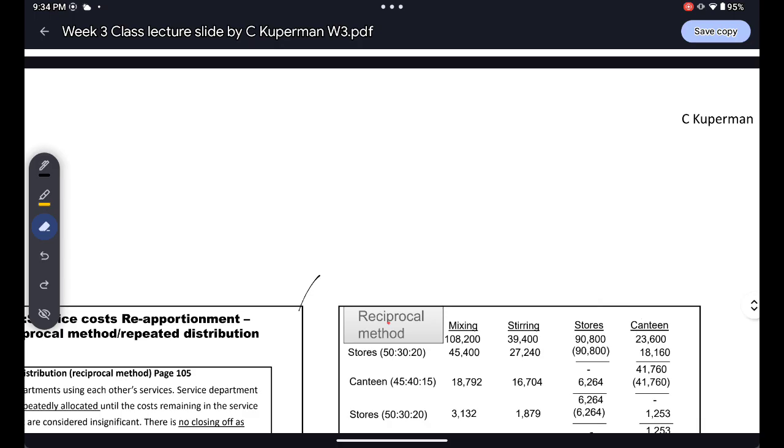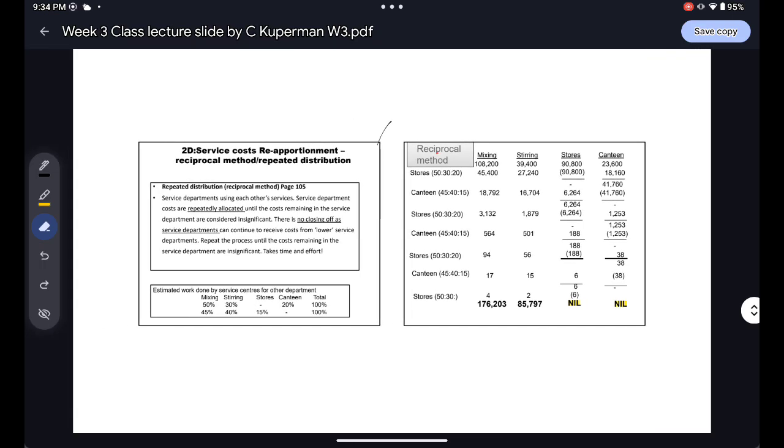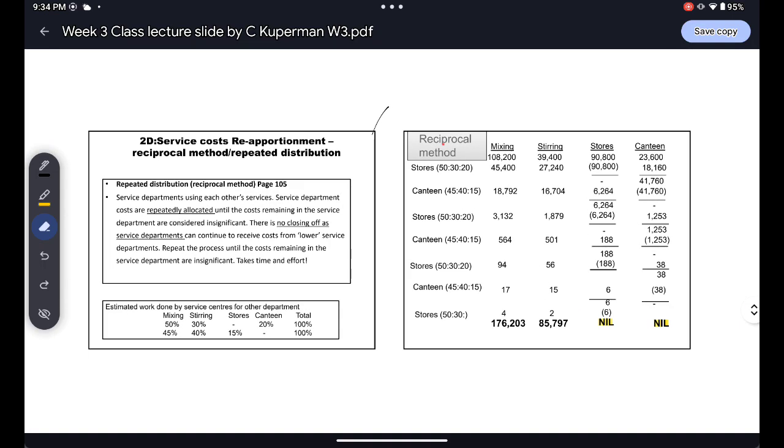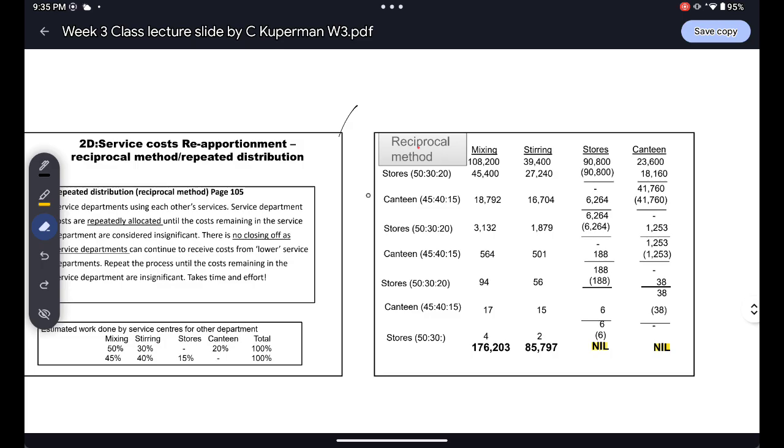Okay, so when you think of reciprocal, think of very generous. Think of these people as very generous. This is share. So very nice over here. They give you this estimated work done by the service departments for other departments. So just note the mixing 108, 200, 39, 400, 98, 100, 2600 are all done from primary allocations. You did this above. Now all we're doing is secondary allocation.